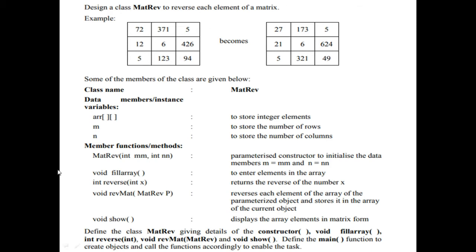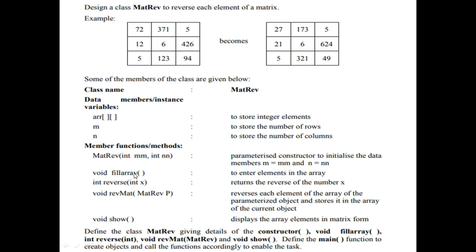Okay. So some of the members of the class are given: class name is matref, data members or instance variables are given like ARR, the array name, M number of rows, N number of columns. Then the member function is given as matref(int m, int n), that means a parameterized constructor, where you can see children, m will be double m and n will be double n.